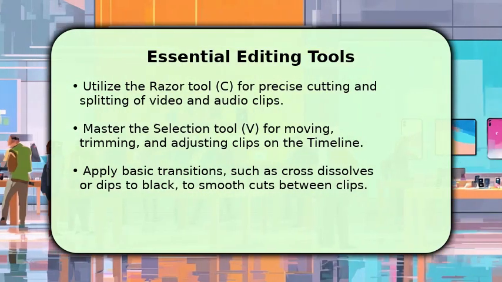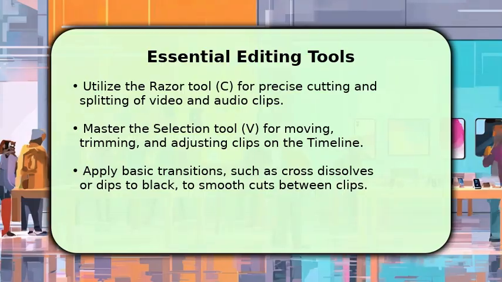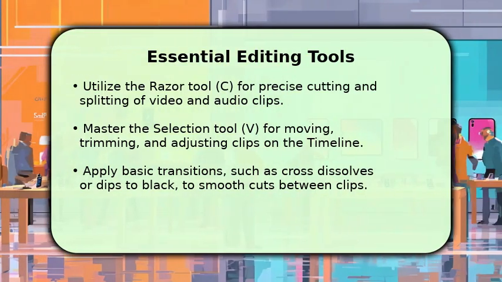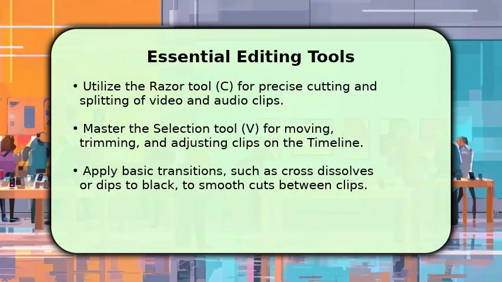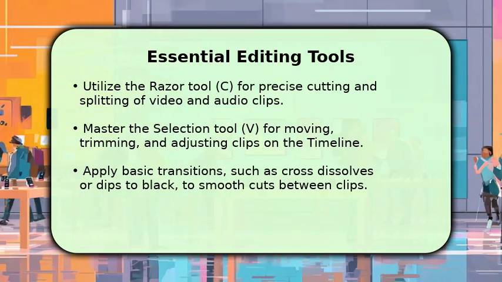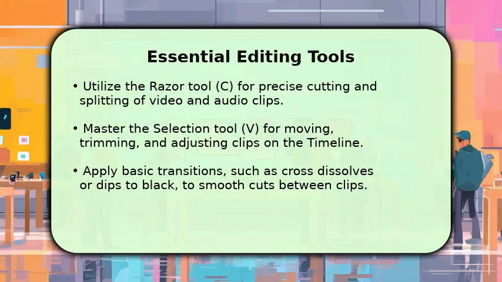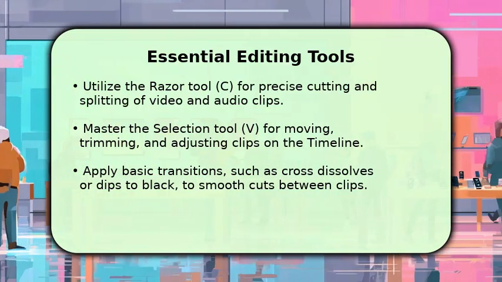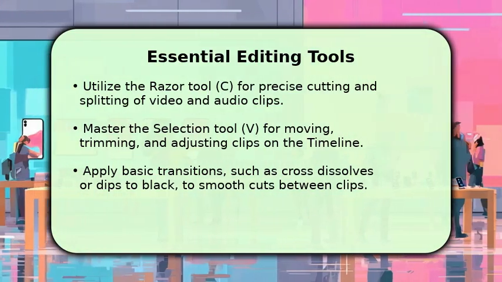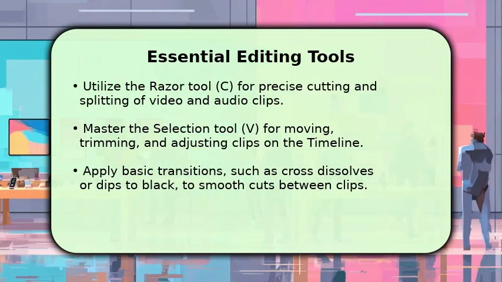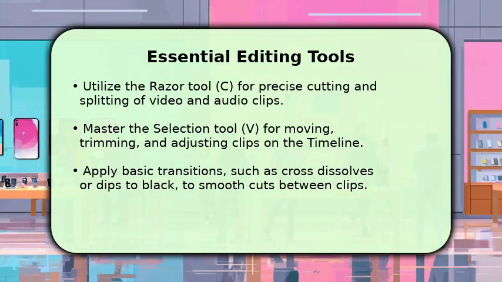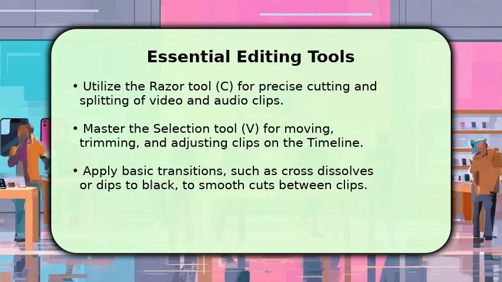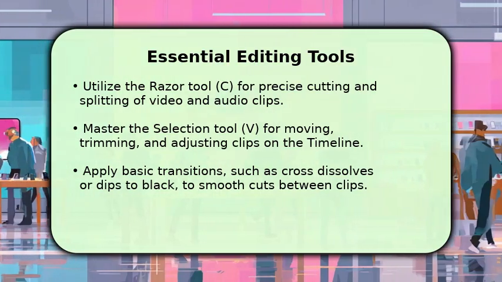Now let's dive into basic editing. Drag your imported clips from the project panel onto the timeline. Use the razor tool, often found by pressing C, to make precise cuts in your footage. Switch to the selection tool by pressing V to move and trim clips. You can easily adjust clip duration by dragging its edges. Experiment with simple transitions, like a cross dissolve, found in the Effects panel to smooth your edits.